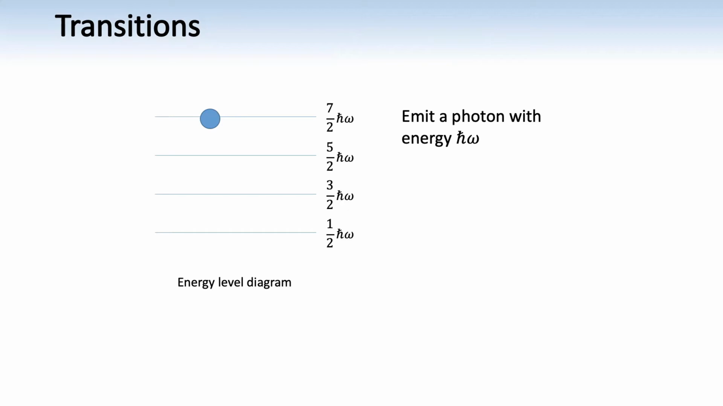So this one went from 7/2 h bar omega to 5/2 h bar omega. Therefore, the energy of the photon emitted was h bar omega, the difference between these two. And if you go from 7/2 h bar omega to 3/2 h bar omega, then the energy is going to be 2 h bar omega. That's the energy of the photon.